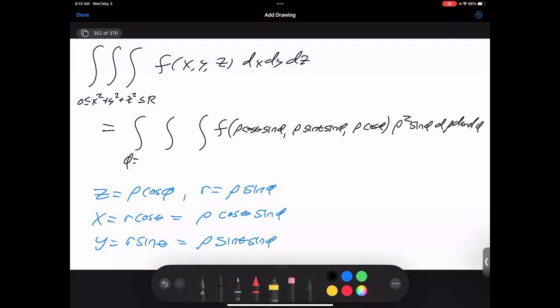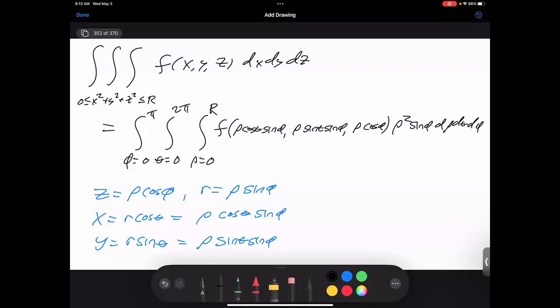So rho goes from 0 to r, theta goes from 0 to 2 pi, and phi, you have to remember, only goes up to pi. So we go from North Pole to South Pole, and then we spin around 2 pi radians, or 360 degrees. So we don't have to have phi going from 0 to 2 pi. And now I've set up my function for integration. And then it just comes down to, can we actually evaluate this integral?